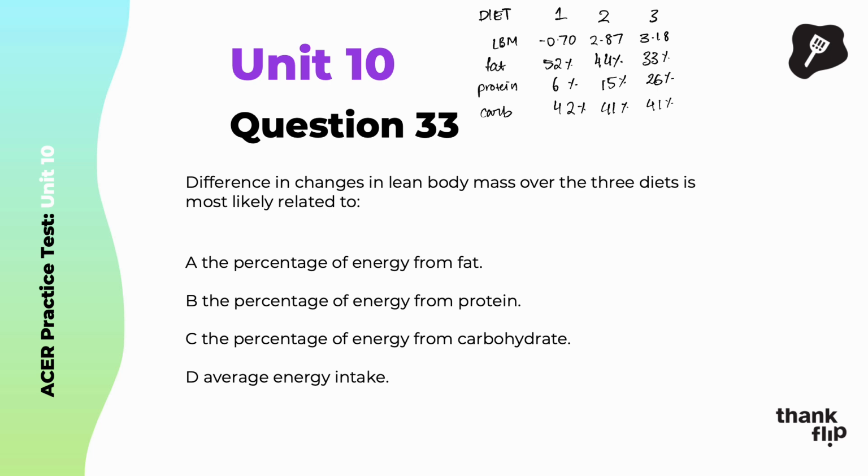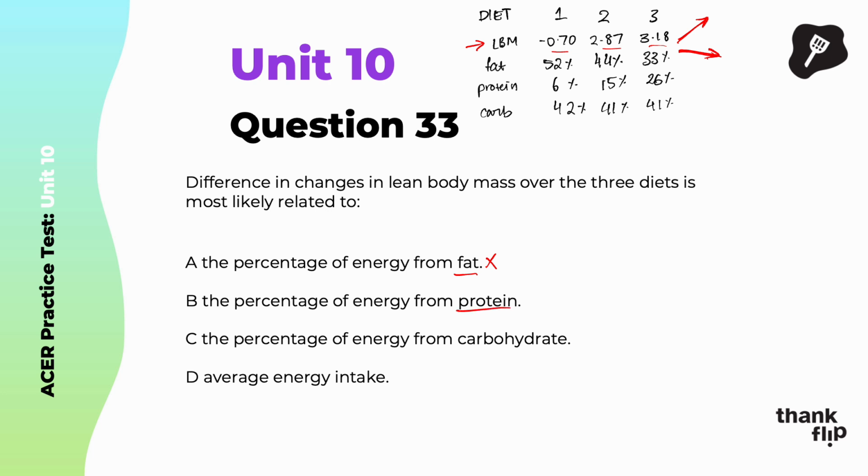So now let's compare. We have lean body mass here. The changes in lean body mass are that they're increasing over the 3 diets, right? So we want to look for something that has a similar trend that can explain this. Looking at fat, the percentage of energy from fat is decreasing. So the difference in changes for lean body mass is probably not related to fat because the trends are going in opposite directions. Because this is increasing, it wouldn't make sense if this decreasing value was explaining the increase in lean body mass.